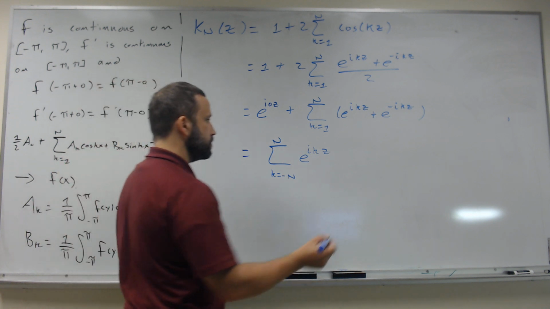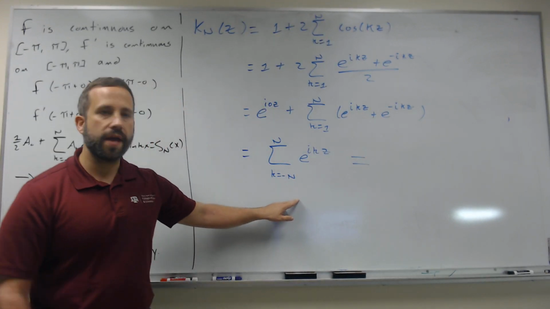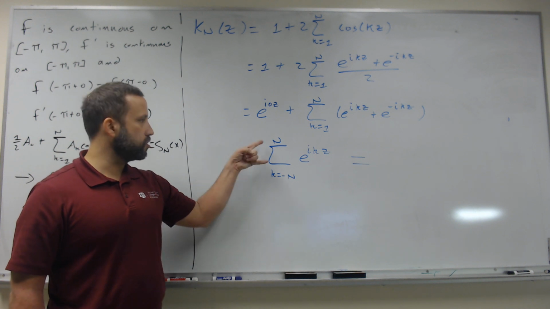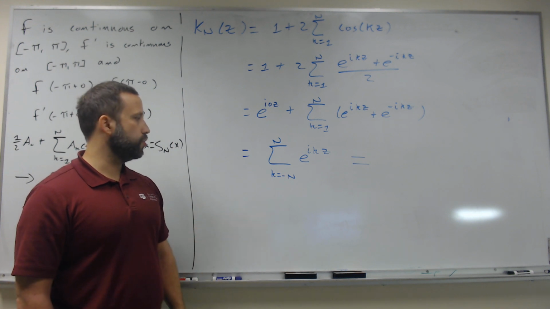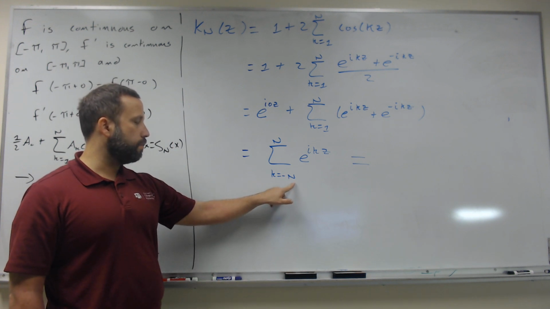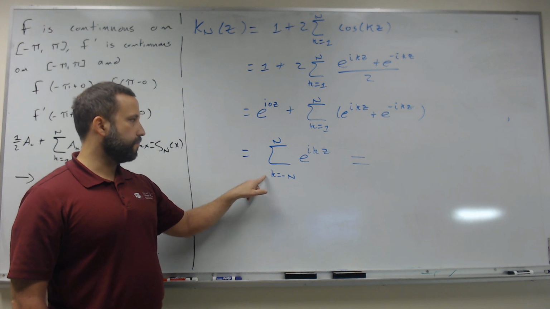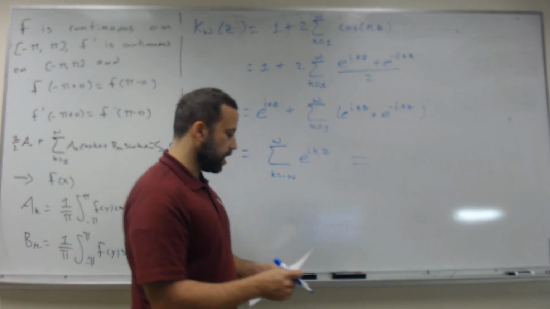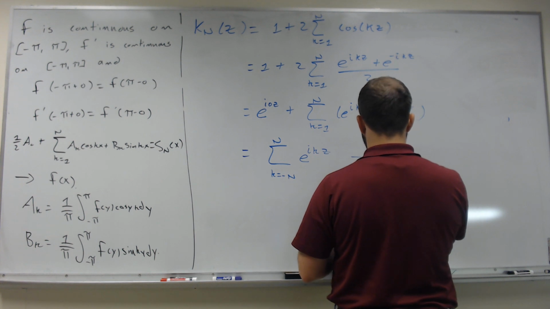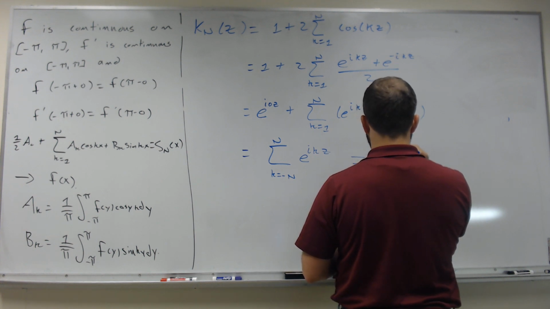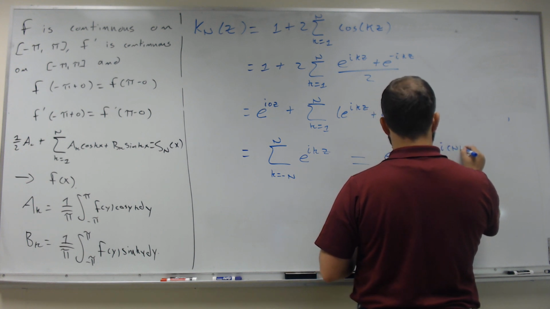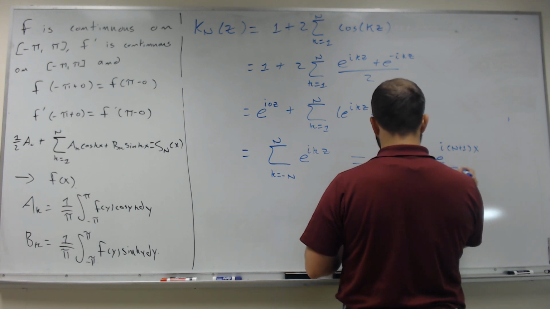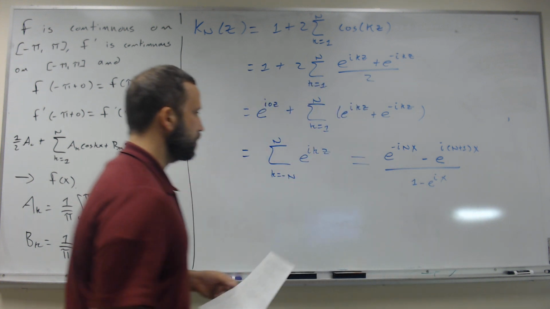Now the next step is going to be an exercise. Notice all we have here is a geometric series, or a partial sum of a geometric series. The main difference from what you probably saw in your Calc 2 class is that the sum now goes from minus n to n, instead of from 0 to n. But as an exercise, you can show, and should, that this is equal to e to the minus i n x minus e to the i (n plus 1) x over 1 minus e to the i x.